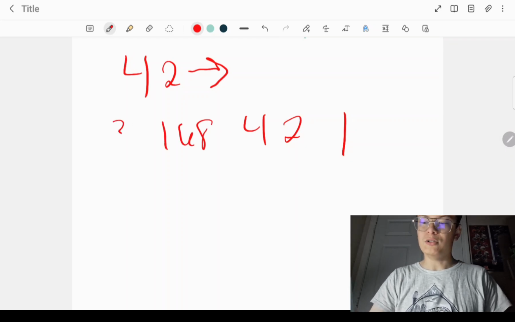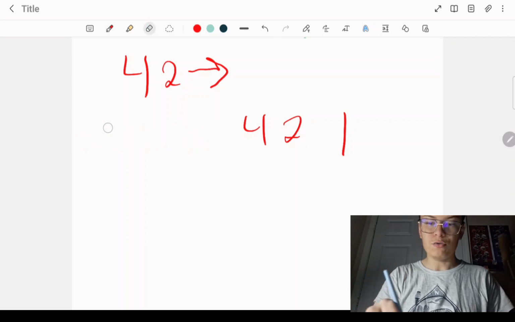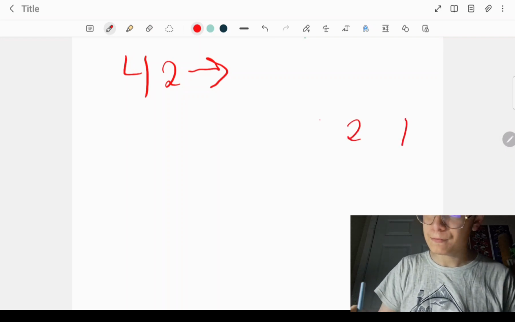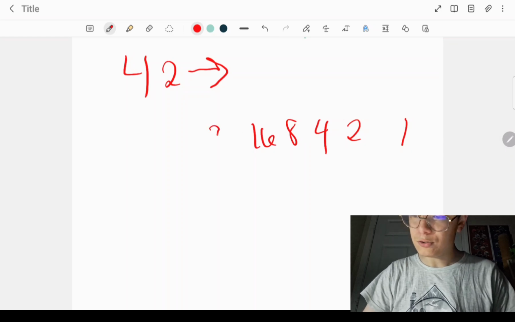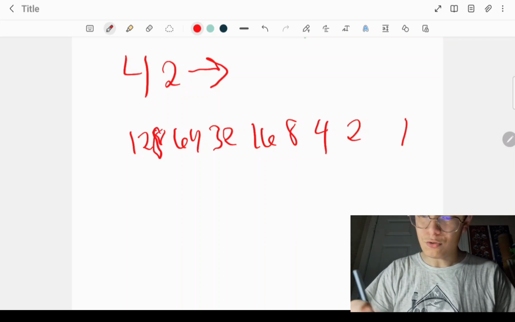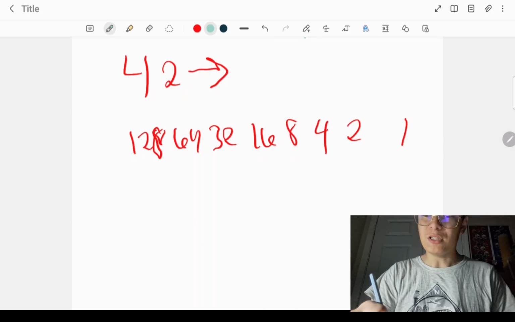what do I do? 1, 2, 4, 8, 16, 32, 64, and then 128. Oh, I ran out of space. Let me rewrite it. Okay. 1, 2, 4, 8, 16, 32, 64, 128. All right, to solve this problem, I'm gonna change the color.